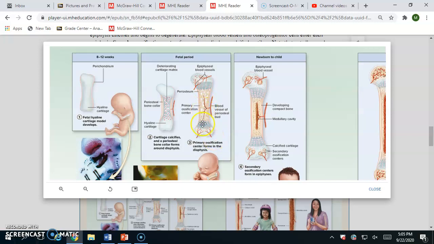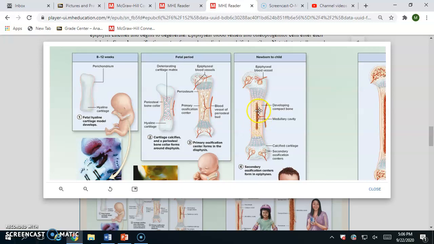Then, after we're born, is when we'll start to get bone formation occurring in the epiphyses, in these ends of our long bones. It happens the same way, though. We get little blood vessels growing into that area, and the osteoblasts move from the periosteum, that little layer around it, into there and start forming bone. So right here we have two of what they call secondary ossification centers, because this is the second place in this bone where bone formed.